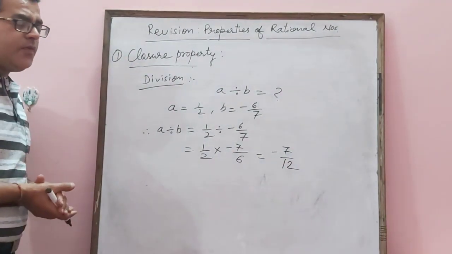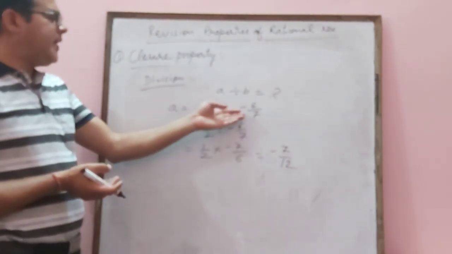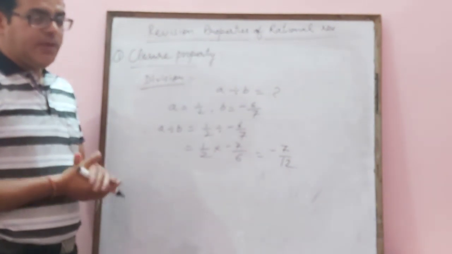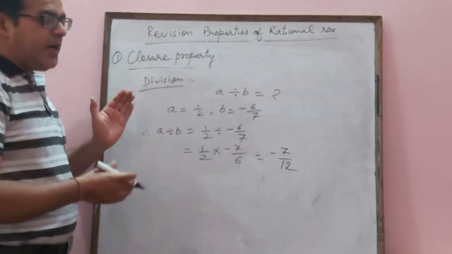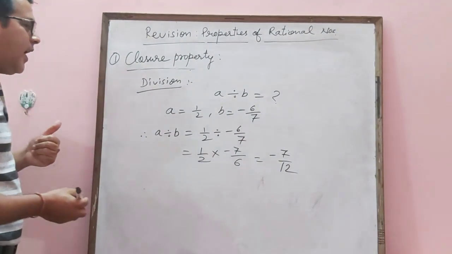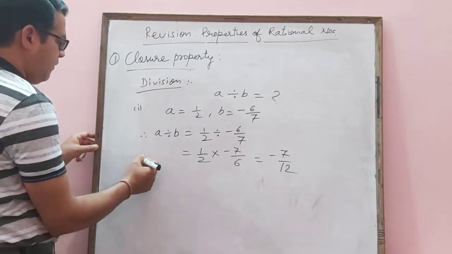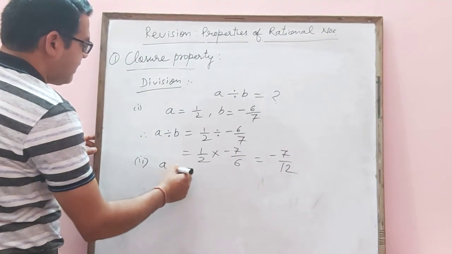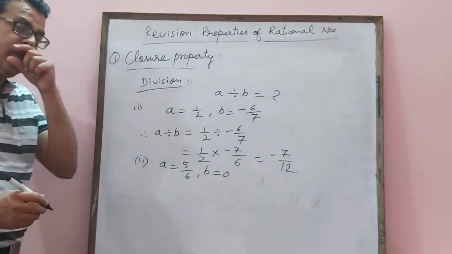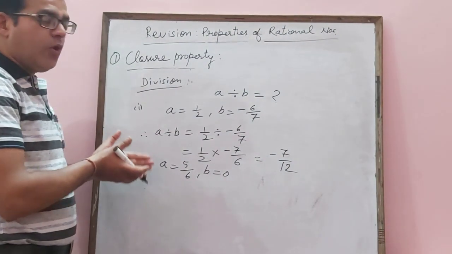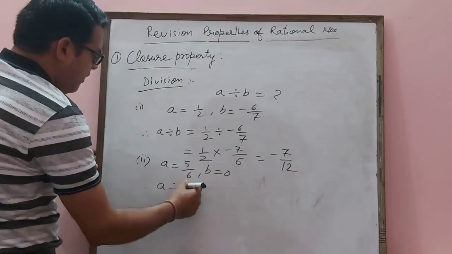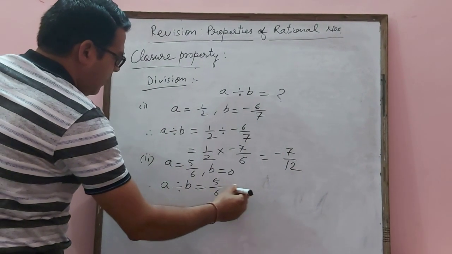So you can see here 1 by 2 is rational, minus 6 by 7 is rational and minus 7 by 12 is also rational. It means if we divide one rational number by another rational number, we will get a rational number. Now let's take another example. Now A is 5 by 6 and B I am taking now 0. Since we know that 0 is also a rational number, A divided by B means 5 by 6 divided by 0.